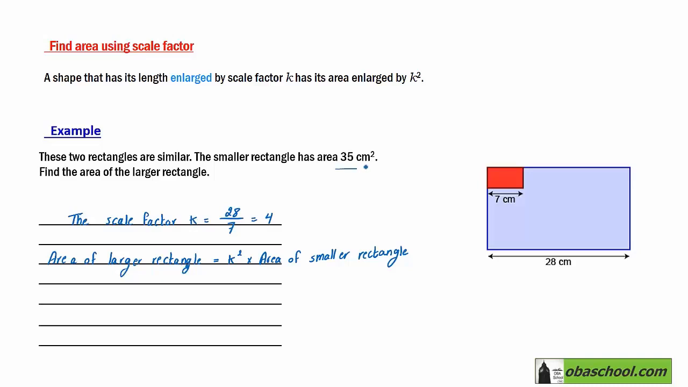And so that in such case would be k squared multiplied by 35 centimeters squared, which is the area of the smaller rectangle. So 4 squared multiplied by 35 is equal to 16 multiplied by 35. And that in such case would be 560 centimeters squared. And that is how you can find the area using scale factor.